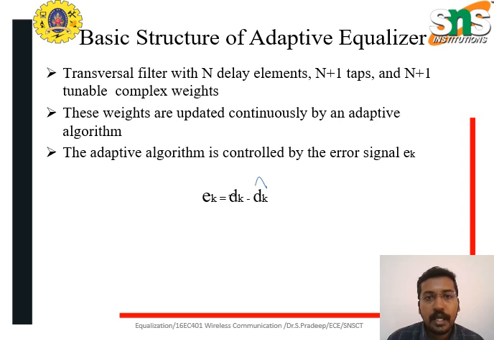So a basic adaptive equalizer structure typically involves a transversal filter with adjustable weights, an error calculation mechanism, and an adaptive algorithm. The filter, often a tapped delay line, processes the received signal, and its weights are modified iteratively by an algorithm like LMS or RLS based on the error between the equalizer output and a desired signal. This iterative process aims to minimize the error and compensate for channel distortion.